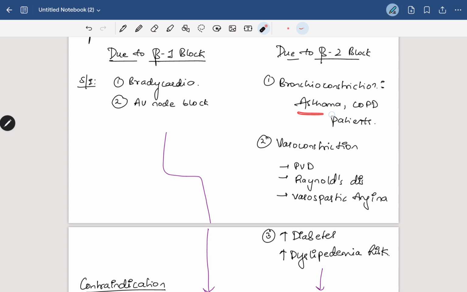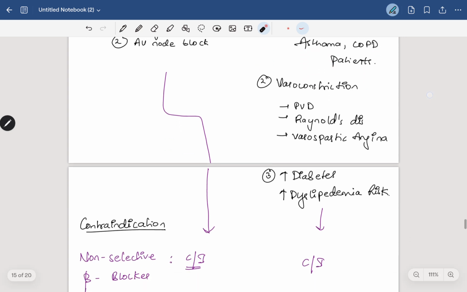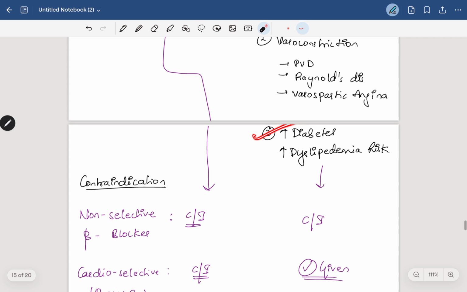So, it can cause asthma, and in COPD patients, it can lead to a more severe side effect. And it can also lead to vasoconstriction, that is it can cause diseases such as peripheral vascular disease, Raynaud's disease, vasospastic angina. Then it can also cause diabetes as well as there's risk of dyslipidemia.